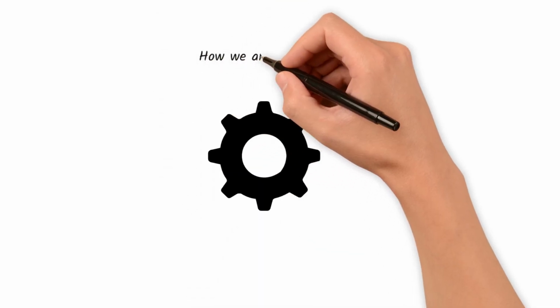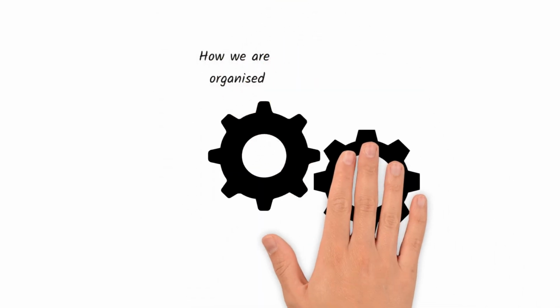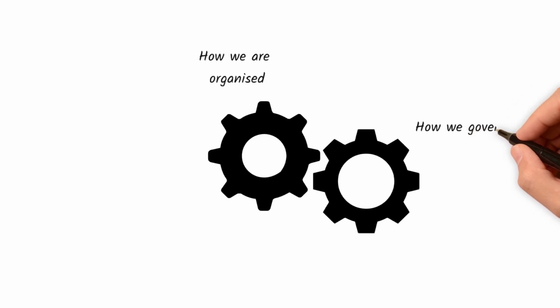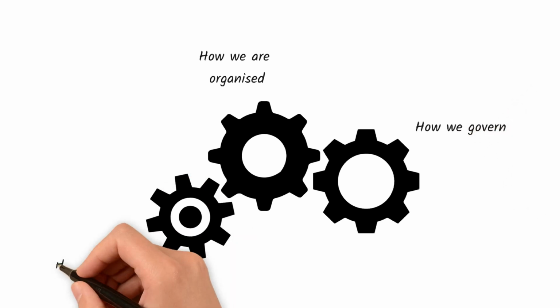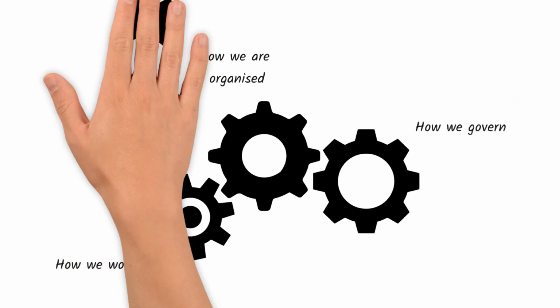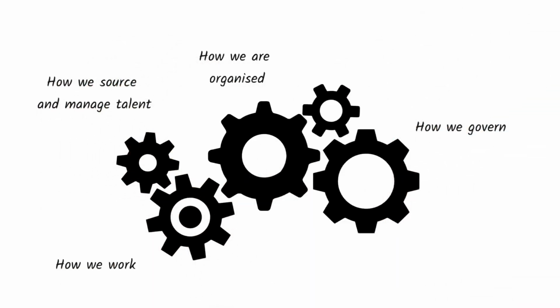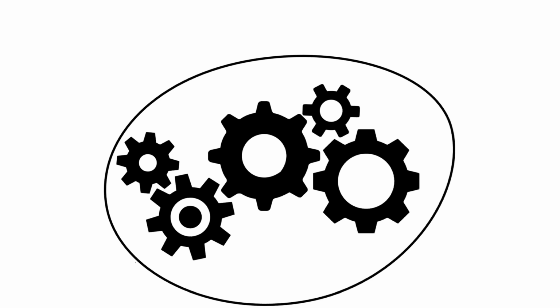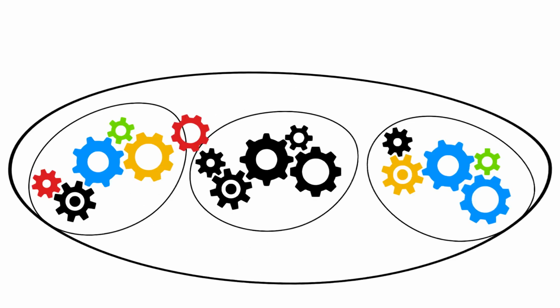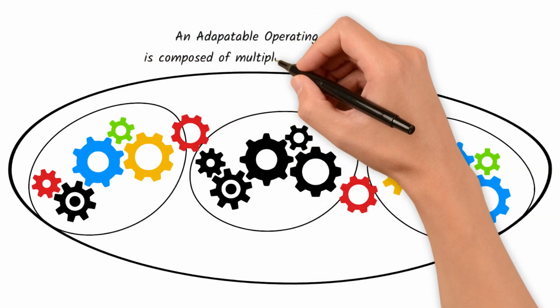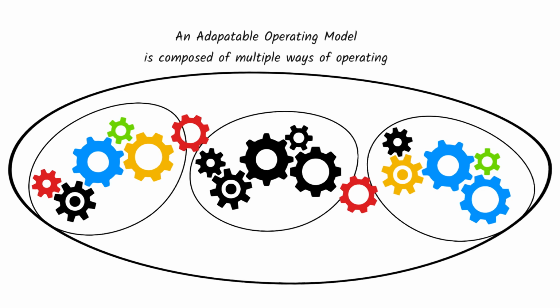In summary, an operating model describes how work is done, and it is composed of 5 components. 1. How we are organized. 2. How we govern. 3. How we work. 4. How we source and manage talent. 5. And how we lead. There is no one way of operating. Agile organizations apply the most appropriate methods depending on the context of a problem. Therefore, we should expect to have multiple patterns of working for teams across the organization.